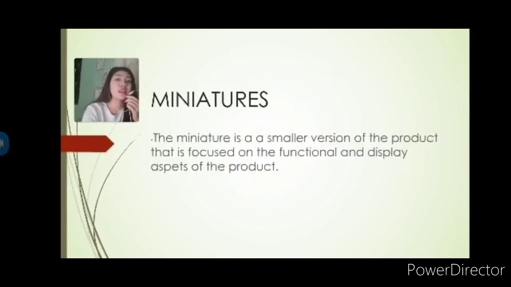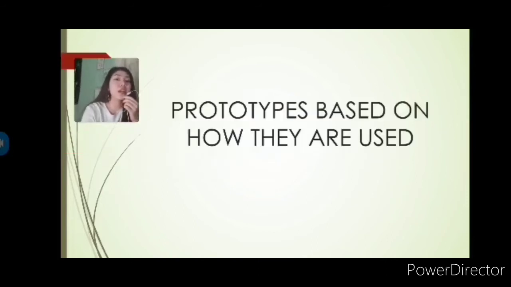So, the third one is the miniatures. The miniature is a smaller version of the product that is focused on the functional and display aspect of the product. Kaning miniatures kay anang parehas jud kaayo sa physical appearance ug sa function pero smaller version lang siya. Okay? So the fourth one dali na pud ta.